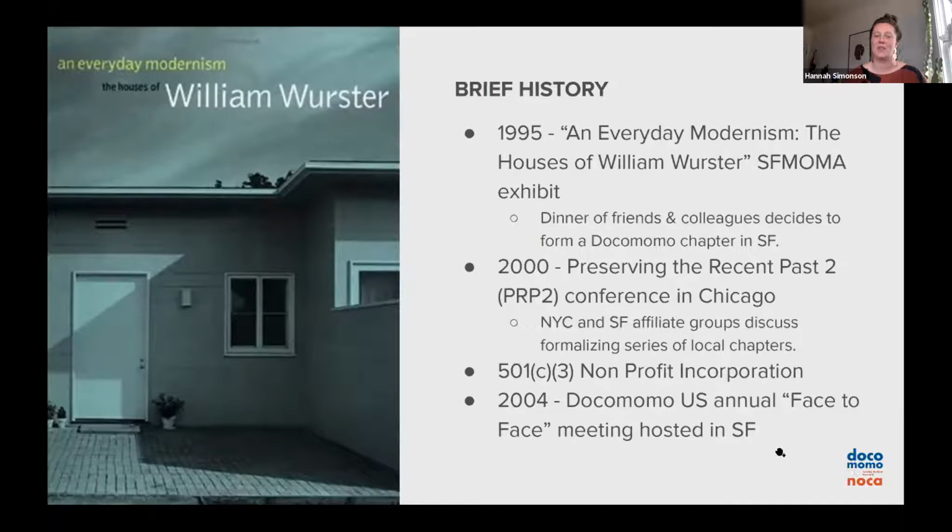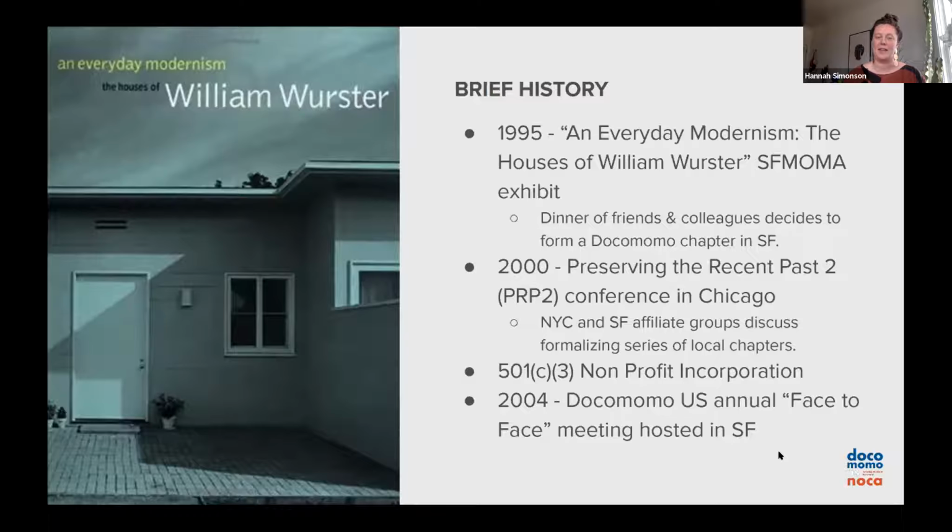The chapter was founded in 1995 when a group of friends and colleagues went to an exhibit at the San Francisco Museum of Modern Art on William Wurster, who's a really important local modernist architect. And during dinner afterwards, they were like, we should form a Docomomo chapter. And so that's how it got started.